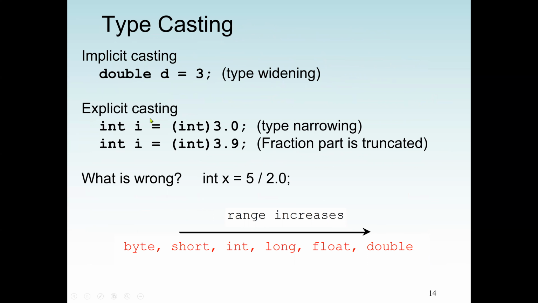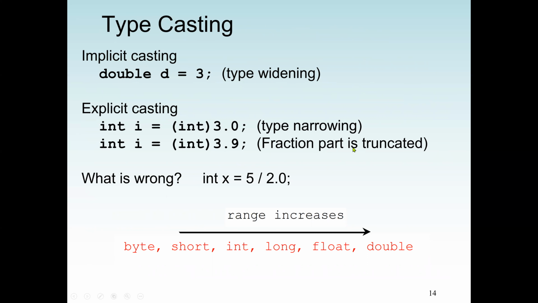And now we have explicit casting. In explicit casting, we always show the data type we want to cast to. So here we have int I equal to int 3.0. The goal is to convert 3.0 to int, which will give us 3. With 3.9, again, casting is not the same as approximation. So 3 will stay, 0.9 will be gone. So the answer will be 3.